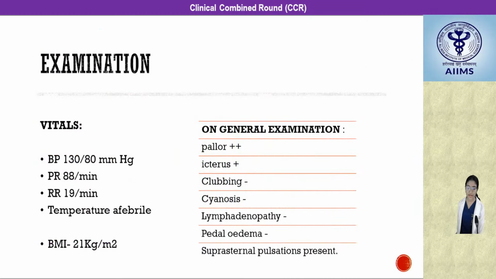Moving to the examination, her vitals were stable. She had a BMI of 21 kg per meter square. On general examination, she had pallor and icterus. She did not have clubbing, cyanosis, lymphadenopathy, or pedal edema. She also had suprasternal pulsations.